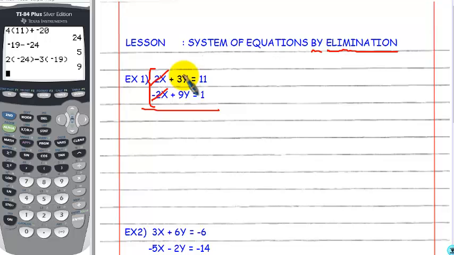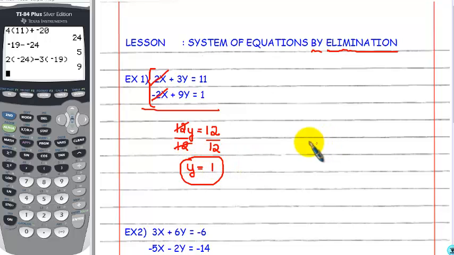And then let's combine the other terms. I have 3y plus 9y. This would be 12y. And on the other side, I have 11 plus 1 equals 12. So you notice I can solve for y now. Divide both sides by 12. And that means the 12 cancels on this side, and you're left with y. And 12 divided by 12 equals 1.